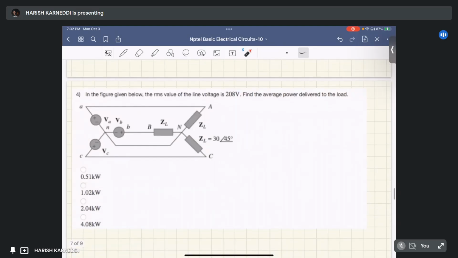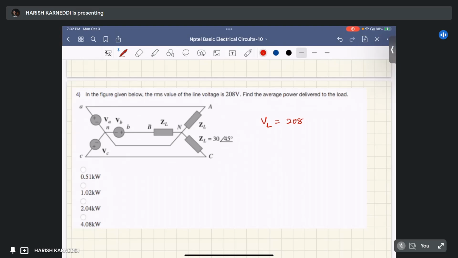We are moving to the next question. The next question is: in the figure given below, the RMS value of the line voltage is 208 volts. It is a line voltage of 208 volts. Find the average power delivered to the load.